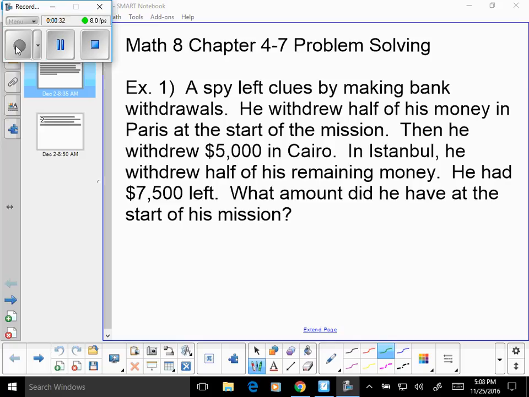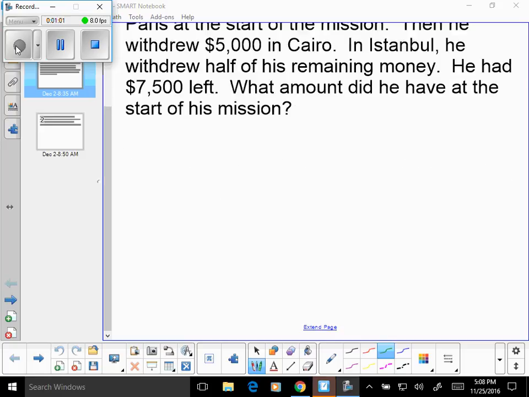The first working backwards problem we're going to work on is this one, example 1. It says a spy left clues by making bank withdrawals. Obviously not a very good spy, was he? He withdrew half of his money in Paris at the start of the mission. Then he withdrew $5,000 in Cairo. In Istanbul, he withdrew half of his remaining money. He had $7,500 left. What amount did he have at the start of his mission?